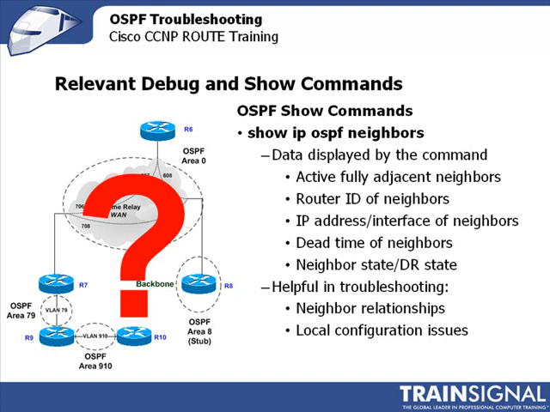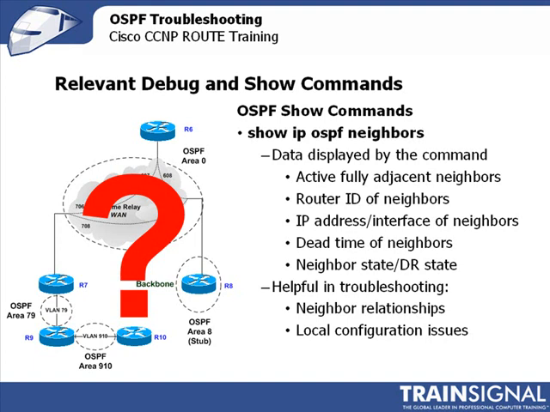Show IP OSPF neighbors is helpful in figuring out local configuration issues and neighbor relationships. It will actually display active fully adjacent neighbors with their router IDs, their IP addresses and interfaces, the dead timers, and what the state is, full, ExStart, and so forth. Remember, if anything's stuck in any state other than full, then you know there might be an issue.